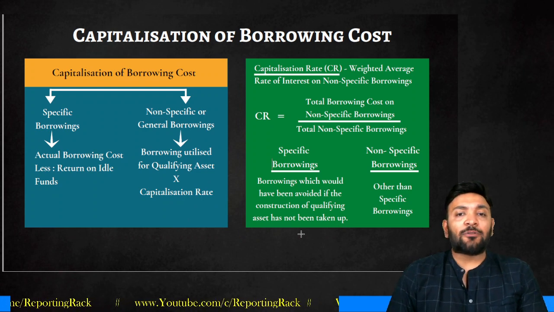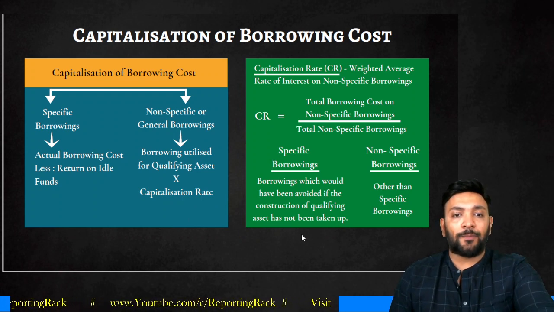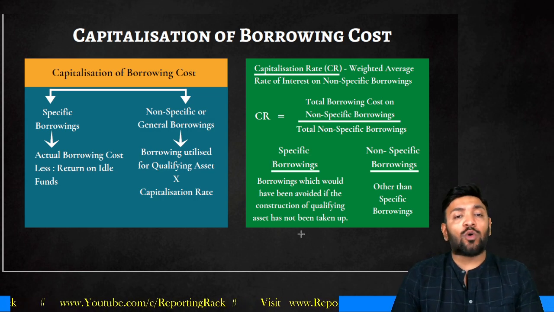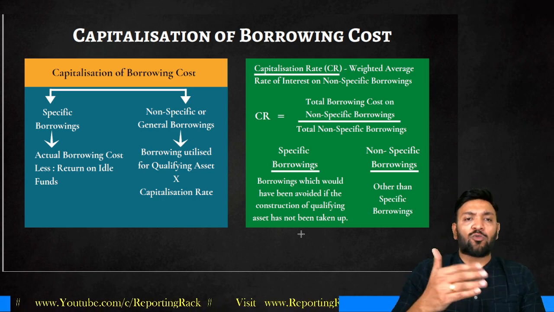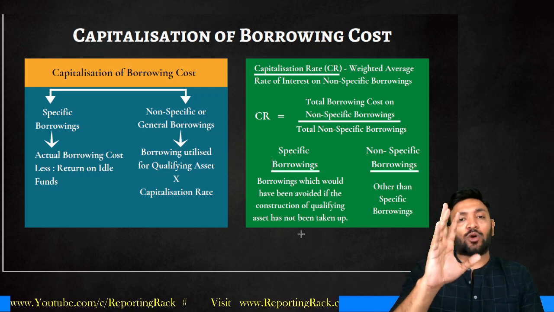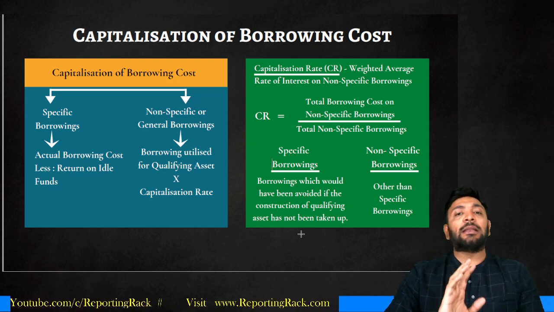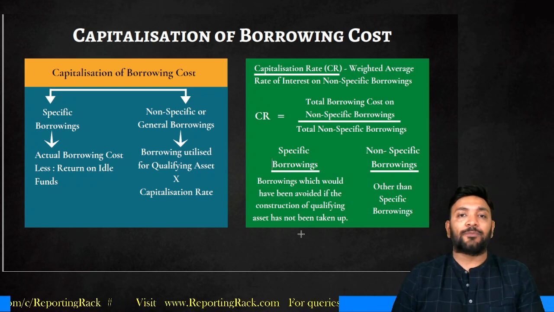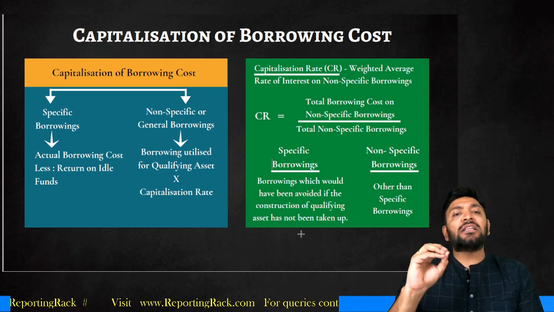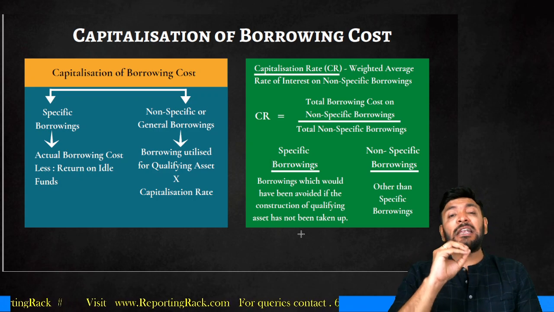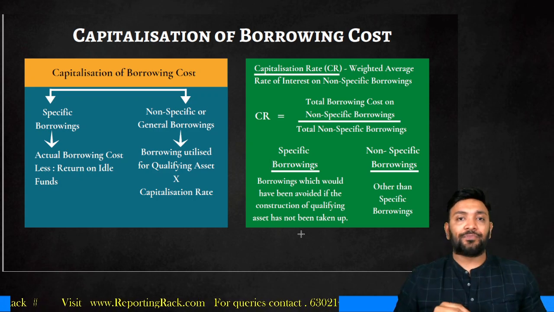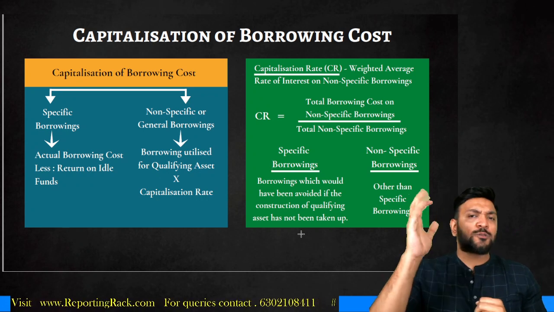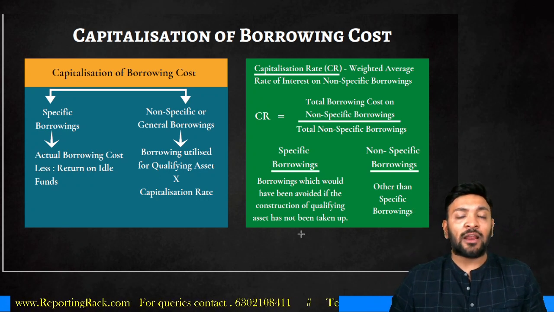Now look at this concept of capitalization of borrowing cost. What is the borrowing cost which is eligible to be capitalized to the qualifying asset? We have discussed what a qualifying asset is. So let us say there was a qualifying asset. Now the enterprise is looking at how much amount of borrowing cost should I capitalize to the asset. To understand this concept, I will identify the borrowings into two types: specific borrowing and non-specific borrowing. Non-specific borrowing, you can also call it general borrowing.